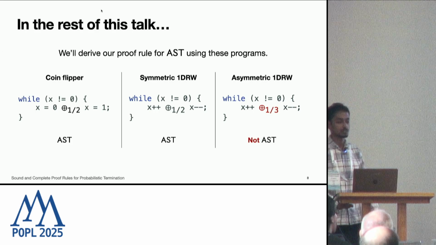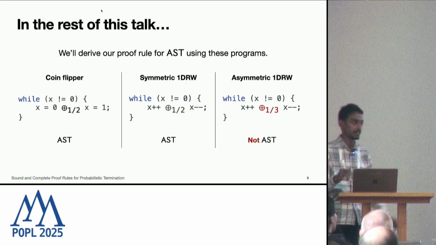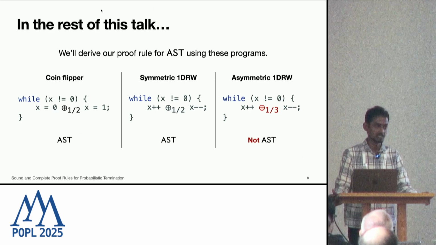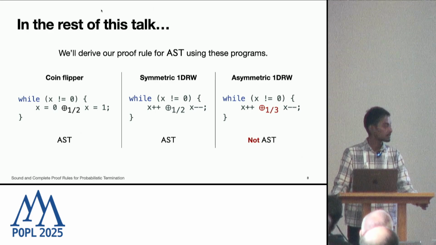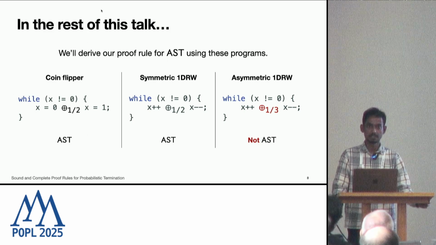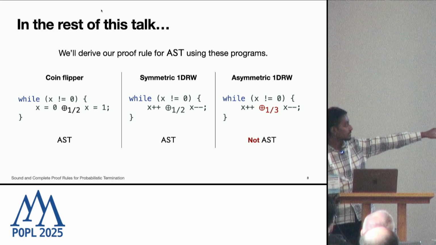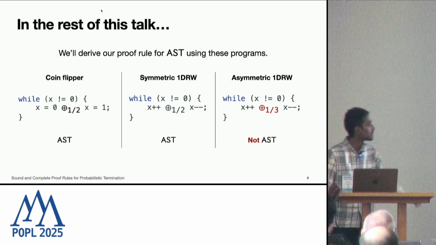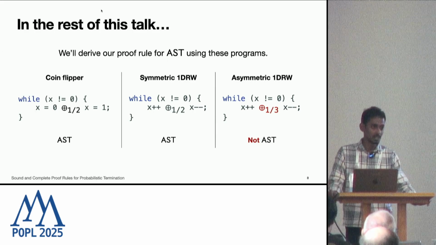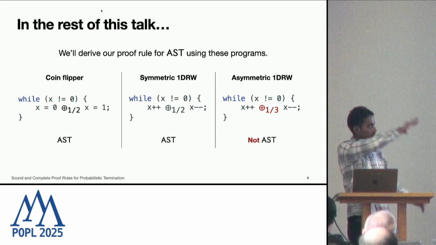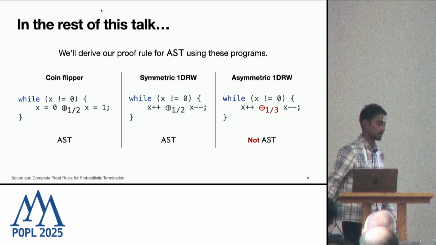The first is a simple coin flipper. It repeatedly flips a coin until the coin lands tails. The second and third are random walkers that navigate the integer number line. The middle one is unbiased. The last one is biased away from the origin. Both these random walkers stop when they hit the origin.